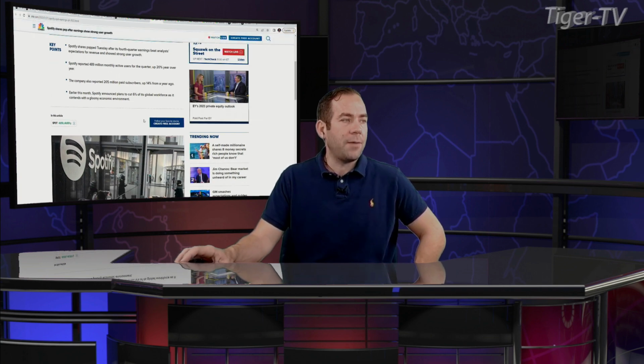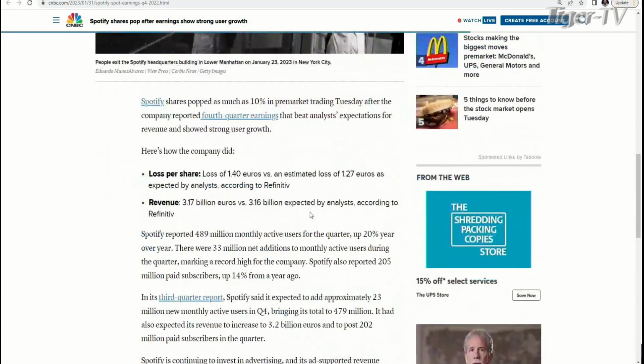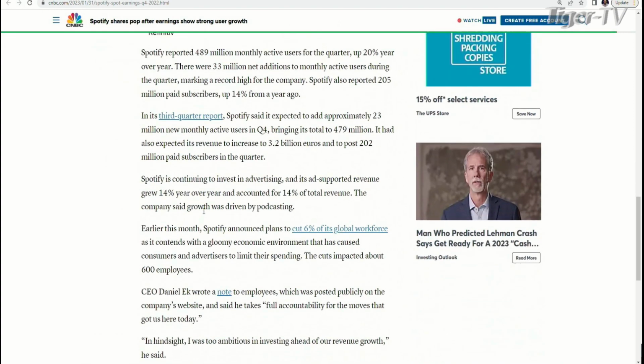Earlier this month, Spotify announced plans to cut some of their workforce. Loss per share, $1.40. This is in euros. Huh? We're talking euros. Revenue, $3.7 billion. Maybe they're writing this out of the UK office.